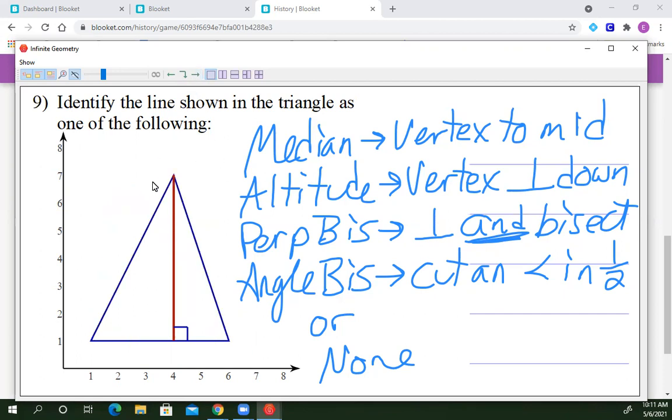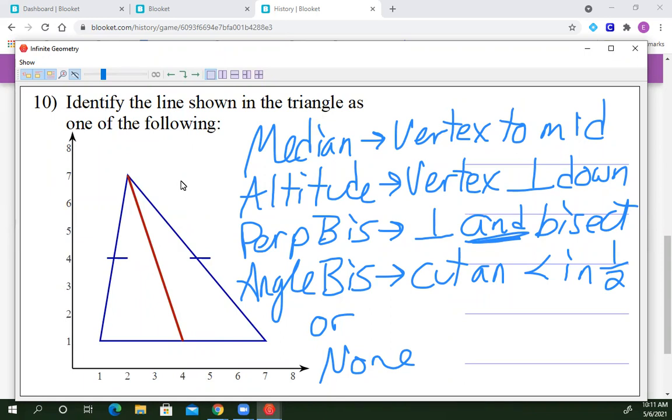So this thing, look what I'm doing. Looks like I'm going from a vertex and I have gone perpendicular to the other side. So what is this? Who goes from a vertex perpendicular? Altitude? Yes, this is an altitude. Okay, altitudes need that 90-degree angle mark and I got it.